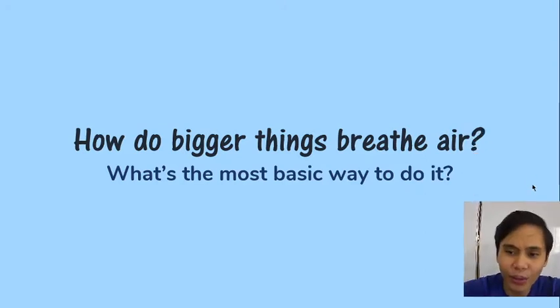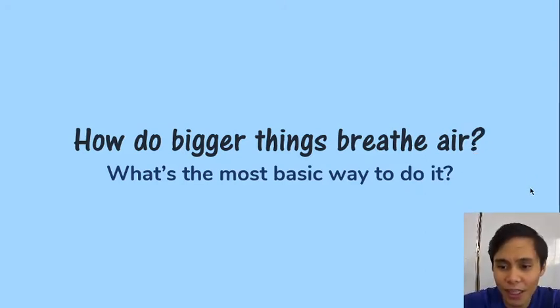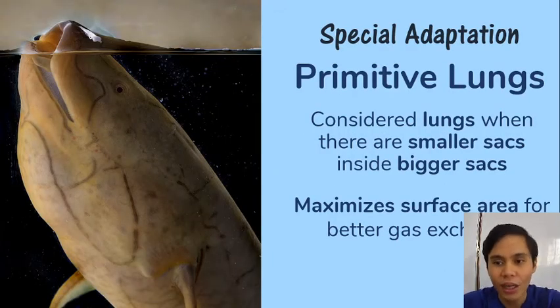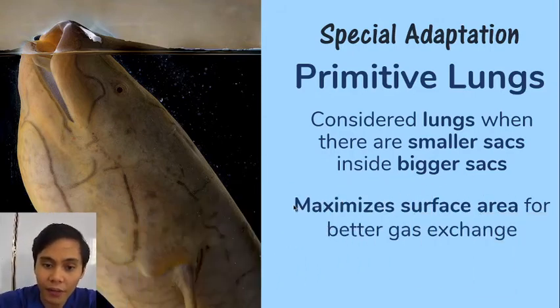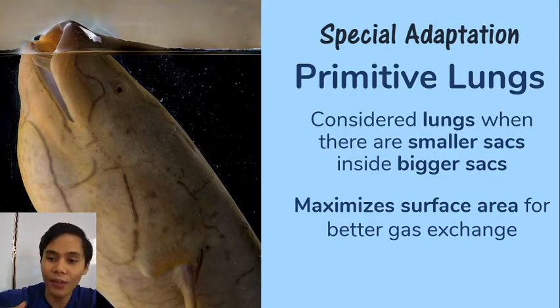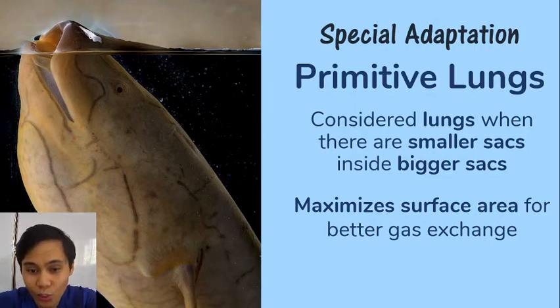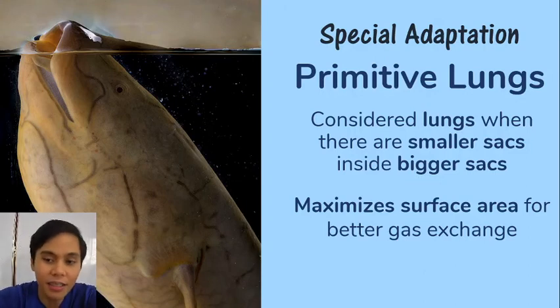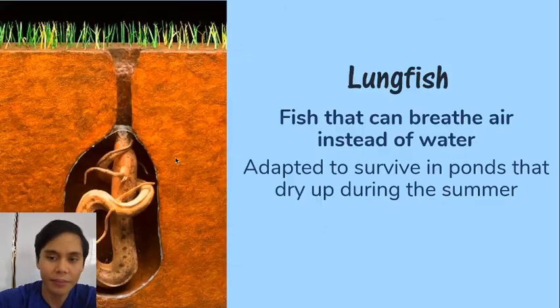Next, how do bigger things breathe air? Insects are very small, that's why they don't need very complicated structures. But for bigger things, they need specialized stuff. In this case, it uses primitive lungs. The lungfish has primitive lungs, meaning they are sacs within sacs. Lungs are defined as small respiratory sacs that are inside bigger cavities. It maximizes surface area so that there's better gas exchange. We'll see more on that in a bit.